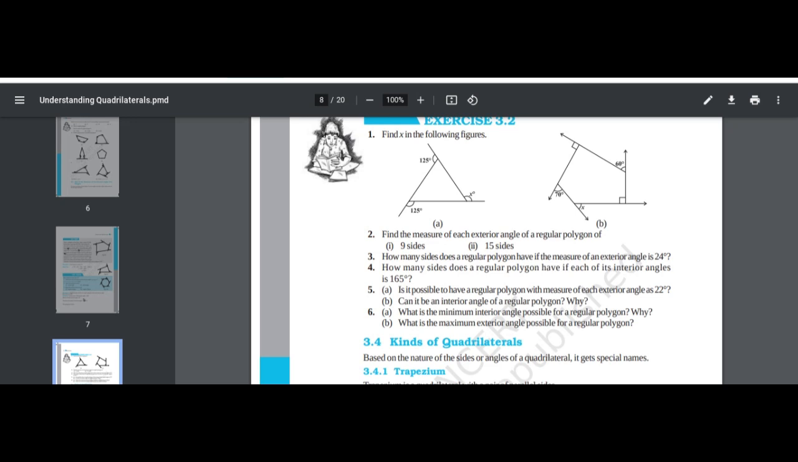Such a polygon is not possible. 360 is not a perfect multiple of 158. If we have to find the interior angle, this is the exterior, so we subtract it from 180. 180 minus 22, the answer will be 158, and such a polygon is not possible. It is not possible for the exterior angle and it is also not possible for the interior angle.